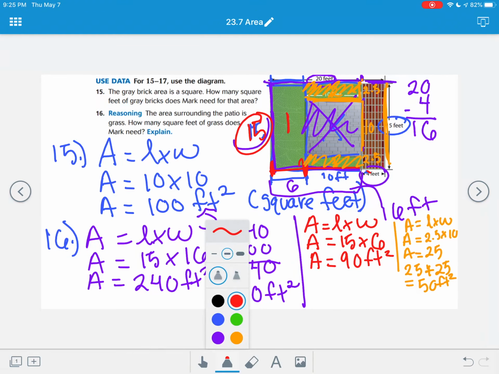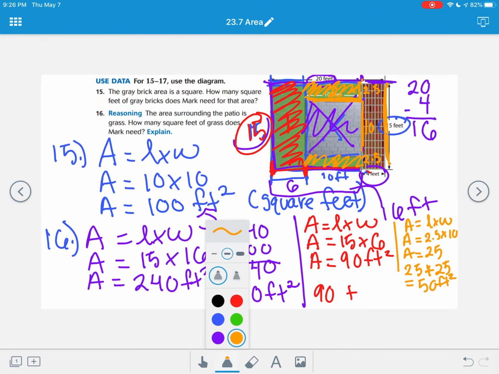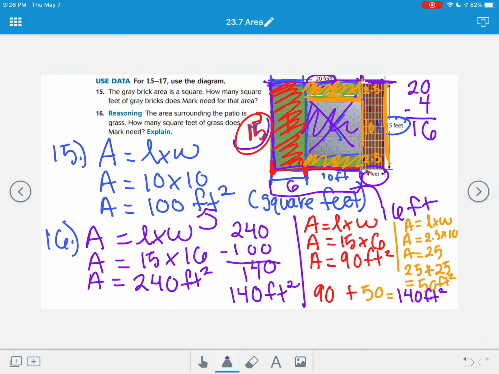So now to figure out how much it is altogether, I need to add up the red area and the yellow area. So I have 90 feet squared from the red plus 50 feet squared from the yellow. 90 plus 50 is equal to 140 feet squared. So either way, I ended up with the same answer, no matter which way I solved that.